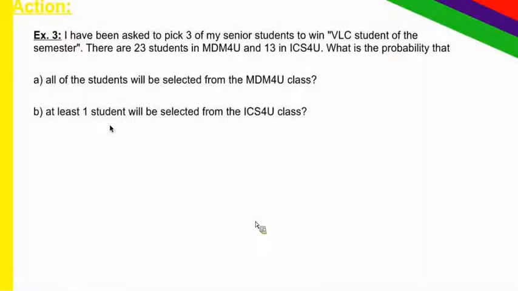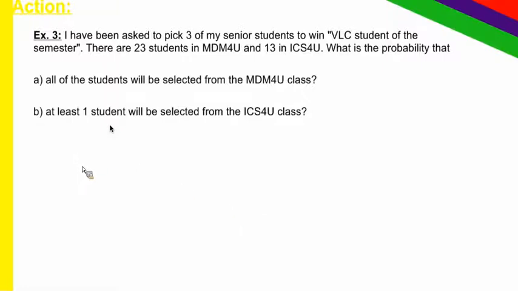Okay, so example 3 then. I've been asked to pick 3 of my senior students to win VLC Student of the Semester. In this instance, we have a situation where we have more than one category. And so rather than drawing from the same pool of items, we've got to look at different categories of items. So I have an MDM4U, a data management class with 23 students, and a computer science class with 13 students. So if I'm going to pick 3 of these, what's the probability that all of the students will be selected from the data management class?